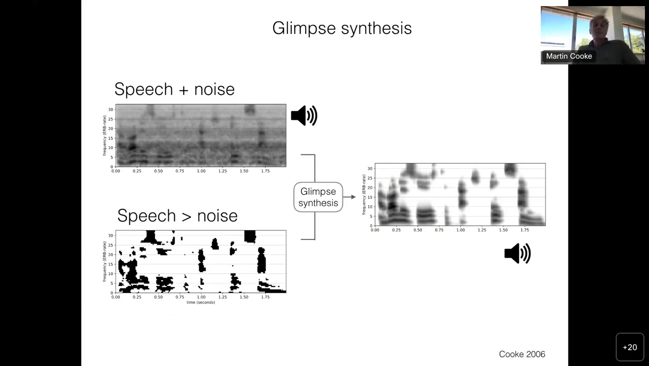And then to synthesize speech from this, we will put the mixed signal, the speech and noise signal, through the mask. And what that really means is we just turn the signal on in those filters where there's a glimpse. So it's turned on and off wherever you see these dark regions. And that results in something like this. So I'll just play you the original mixture and then the noise, and then the result of doing glimpse synthesis.